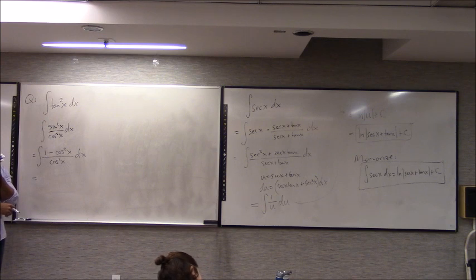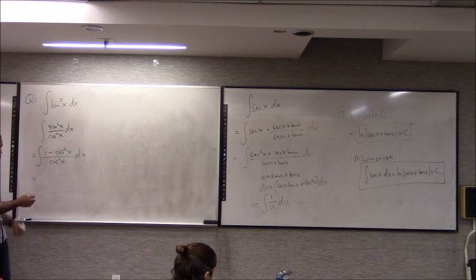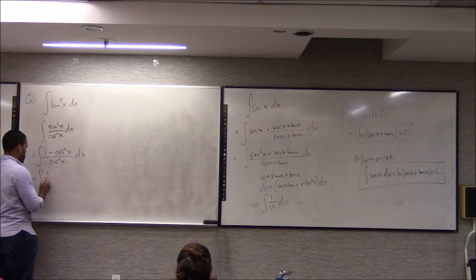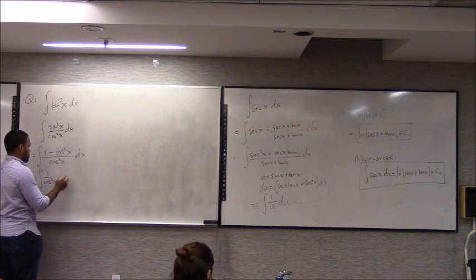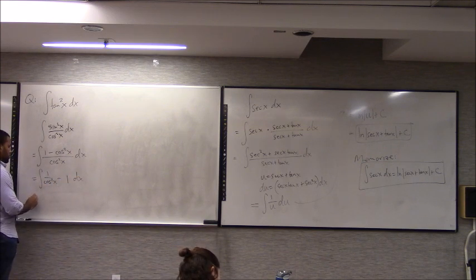Anything else? I mean, when you see it, you're probably going to go, could you just rewrite it as 1 over cosine squared x minus cosine squared x over cosine squared x? So that minus 1, yeah. And what's this? Secant squared.